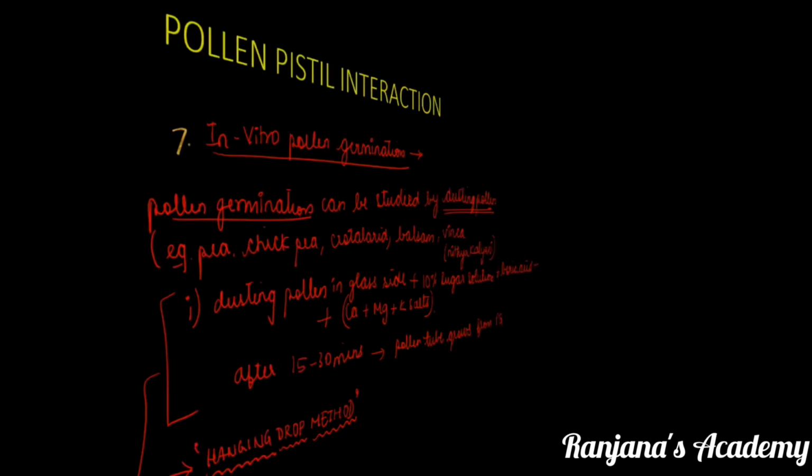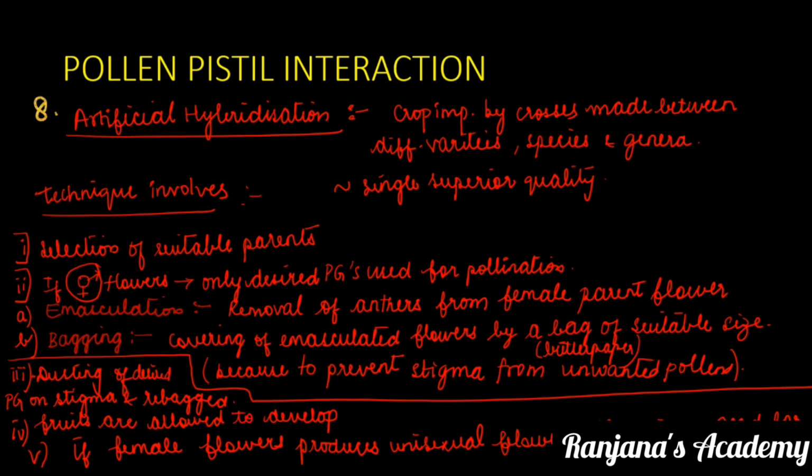Yes, fine. Now what is artificial hybridization? This is one of the important topics on the basis of NEET as well as your board examinations. So what is this? Crop improvement by crosses made between different varieties, species and genera is called artificial hybridization. Why do we do this? To obtain a single superior quality.